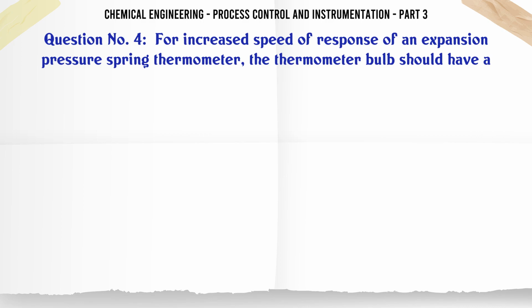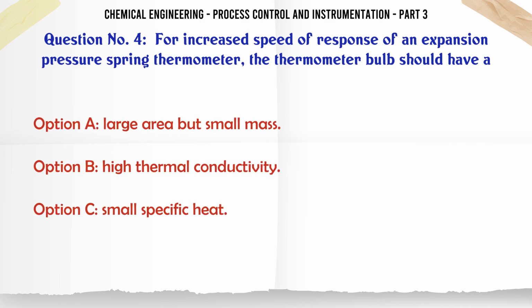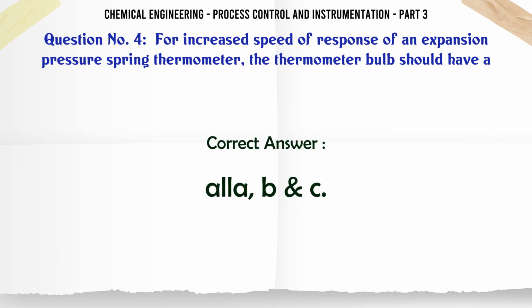For increased speed of response of an expansion pressure spring thermometer, the thermometer bulb should have: A. Large area but small mass, B. High thermal conductivity, C. Small specific heat, D. BC. The correct answer is BC.